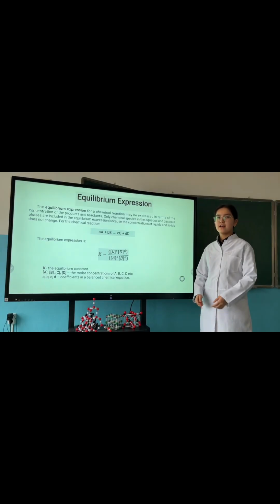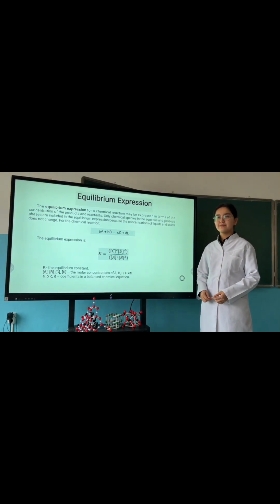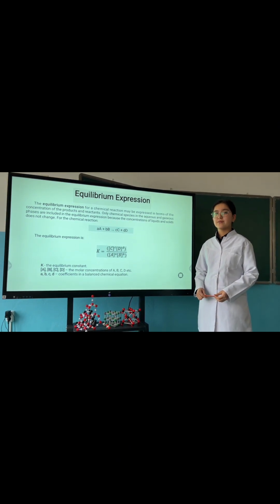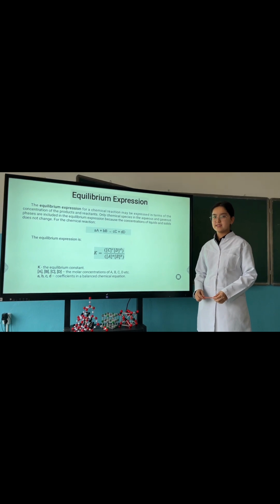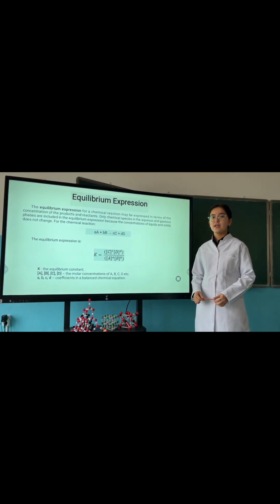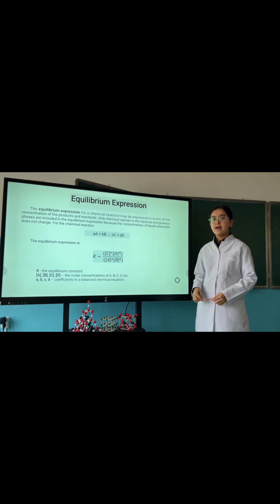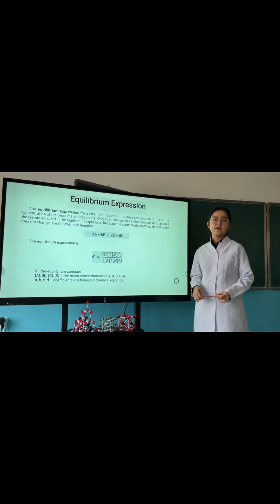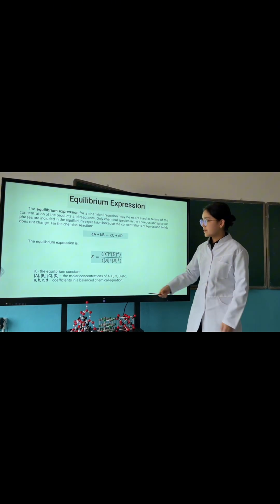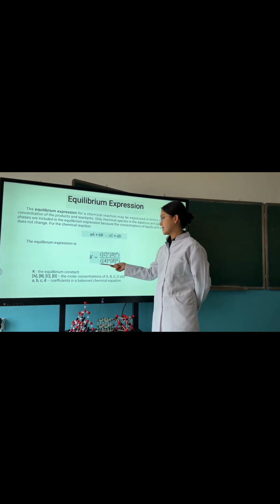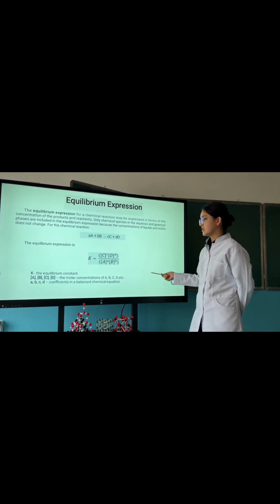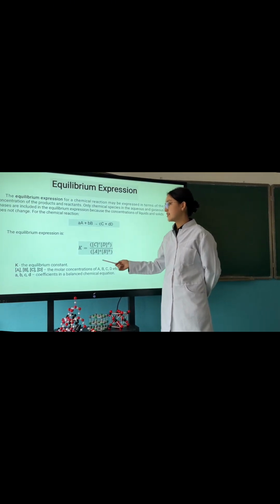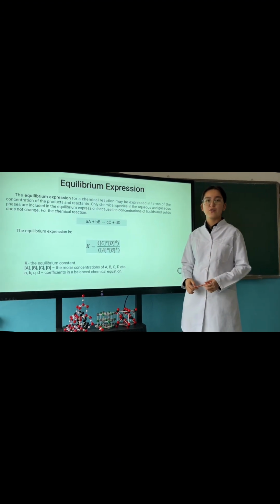Equilibrium expression. The equilibrium expression for a chemical reaction may be expressed in terms of the concentrations of the products and the reactants. Only chemical species in the aqueous and gaseous phases are included in the equilibrium expression because the concentrations of liquids and solids do not change during the chemical reaction. The equilibrium constant equals the molar concentrations of the products raised to the powers of their coefficients, divided by those of the reactants, where the exponents, written in small letters a, b, c, d, are the coefficients in a balanced chemical equation.